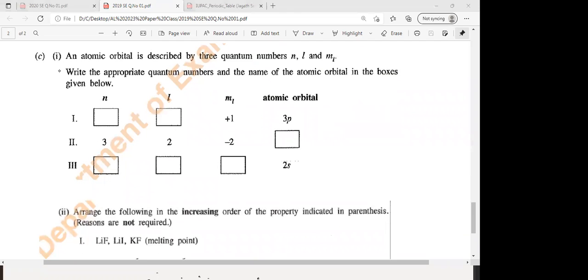Part C is from quantum numbers. An atomic orbital is described by 3 quantum numbers, n, l, and ml: the principal quantum number, azimuthal quantum number, and magnetic quantum number, and the spin quantum number. Assign appropriate quantum numbers to the name of the atomic orbitals in the boxes given below. Here 3p is given. If it is 3p, the principal quantum number you can easily get. You can post the answer on chat for the first 2 blanks.